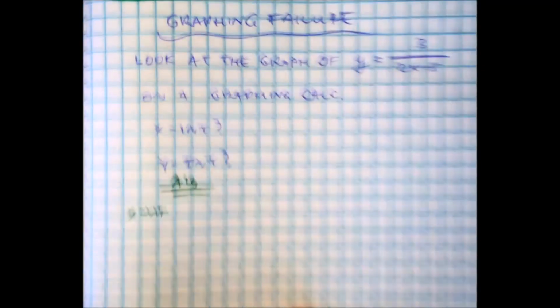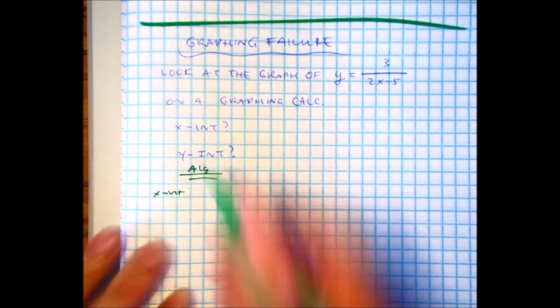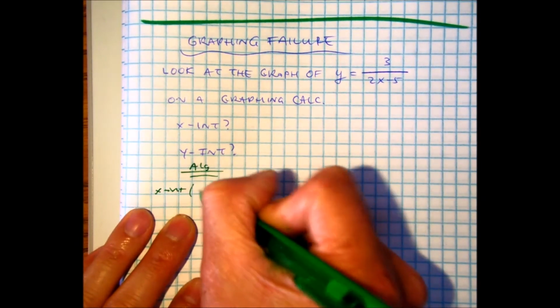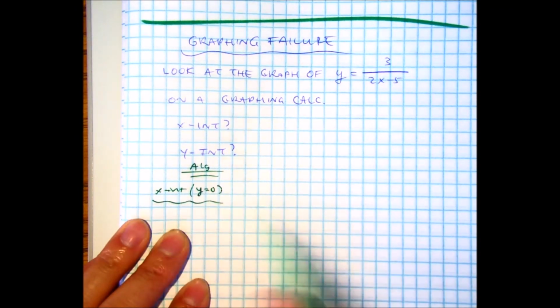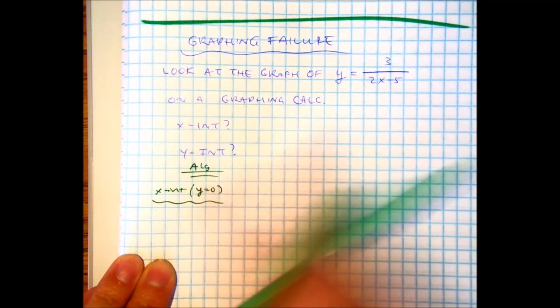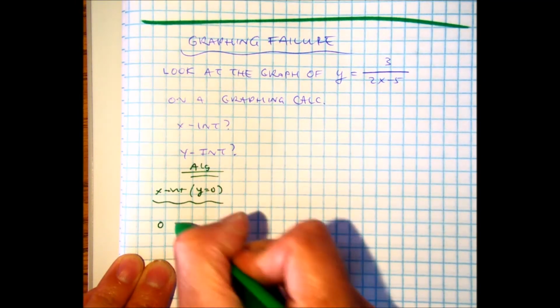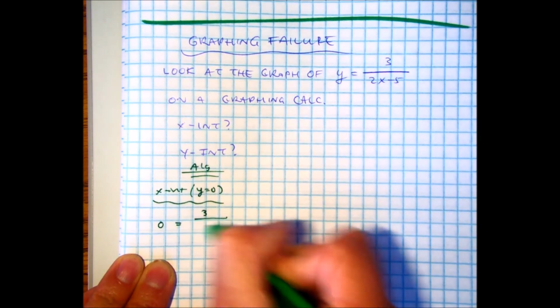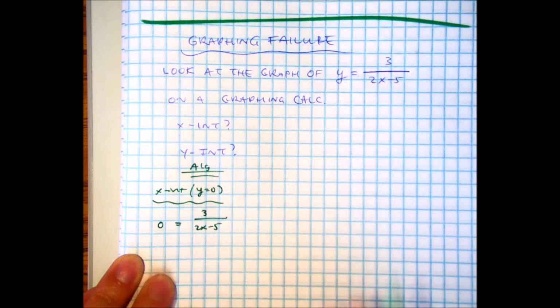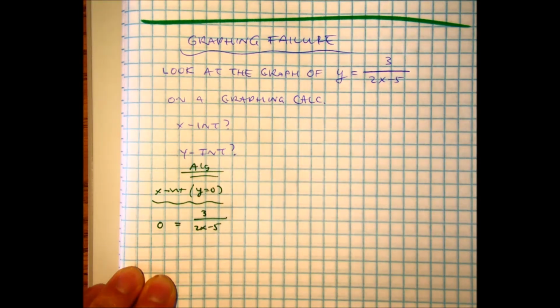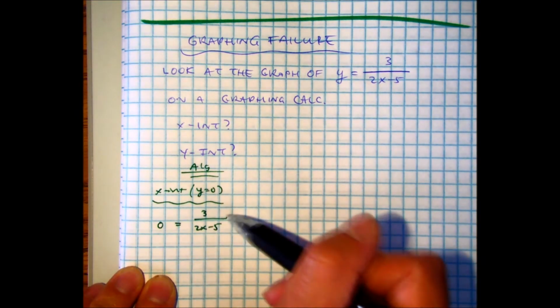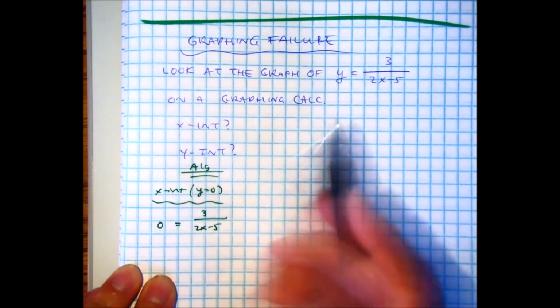Class, how do you find an x-intercept algebraically? Yesterday we learned that you make y equal to 0. Let's do that. Let's make our y 0. How do you solve that? You could multiply both sides by the expression 2x minus 5.